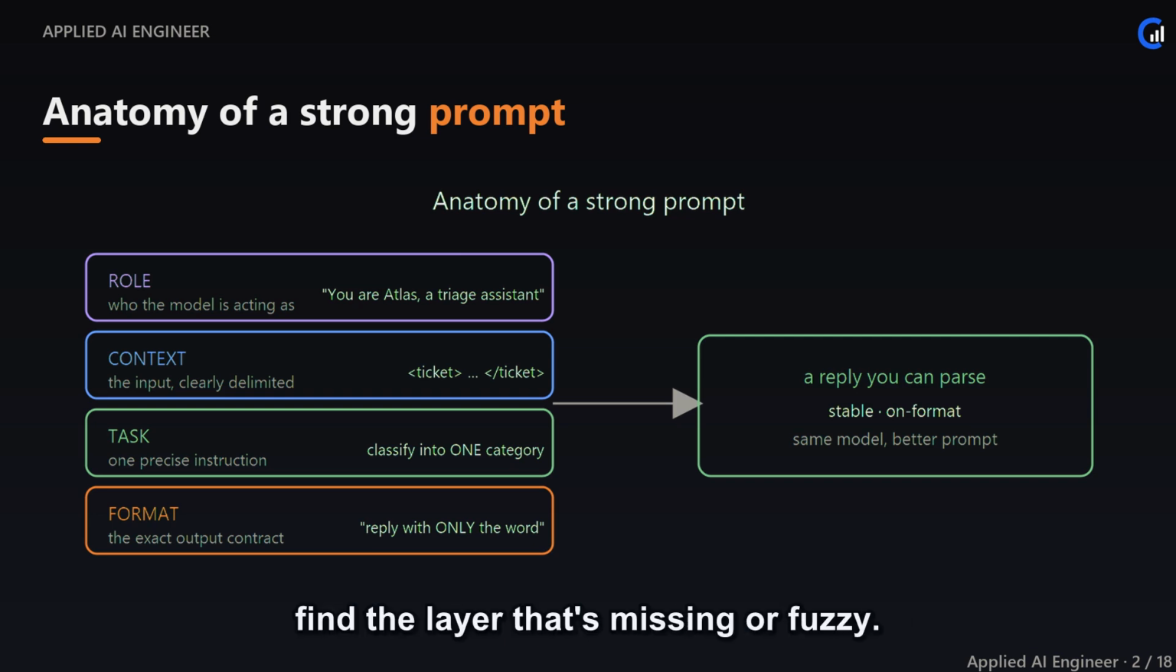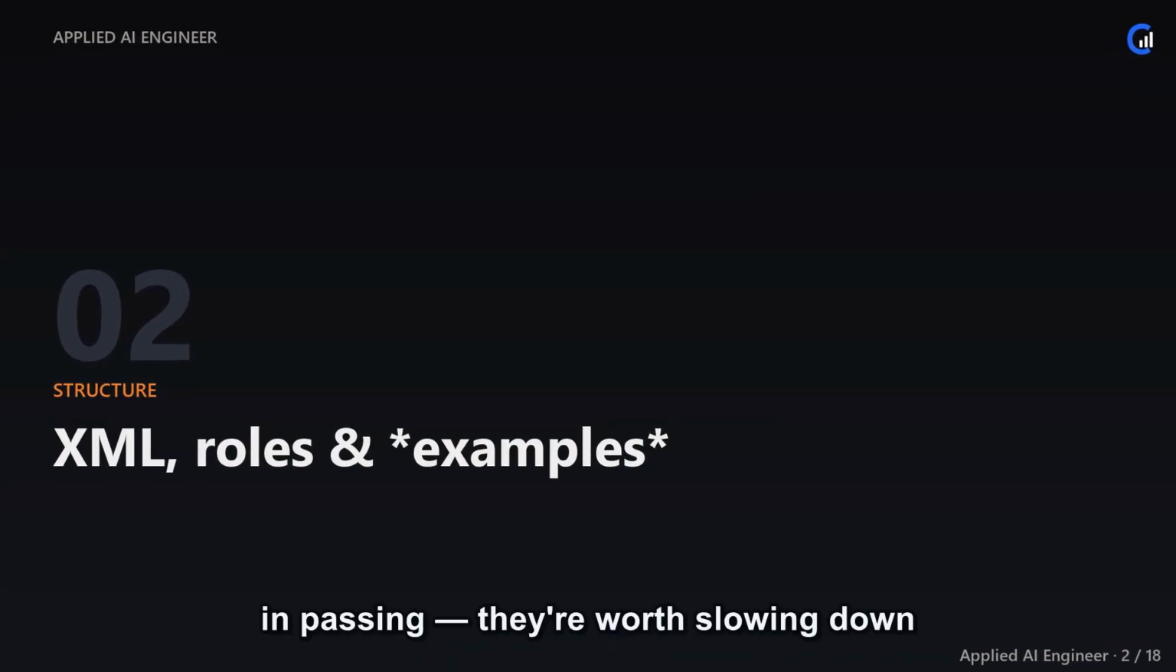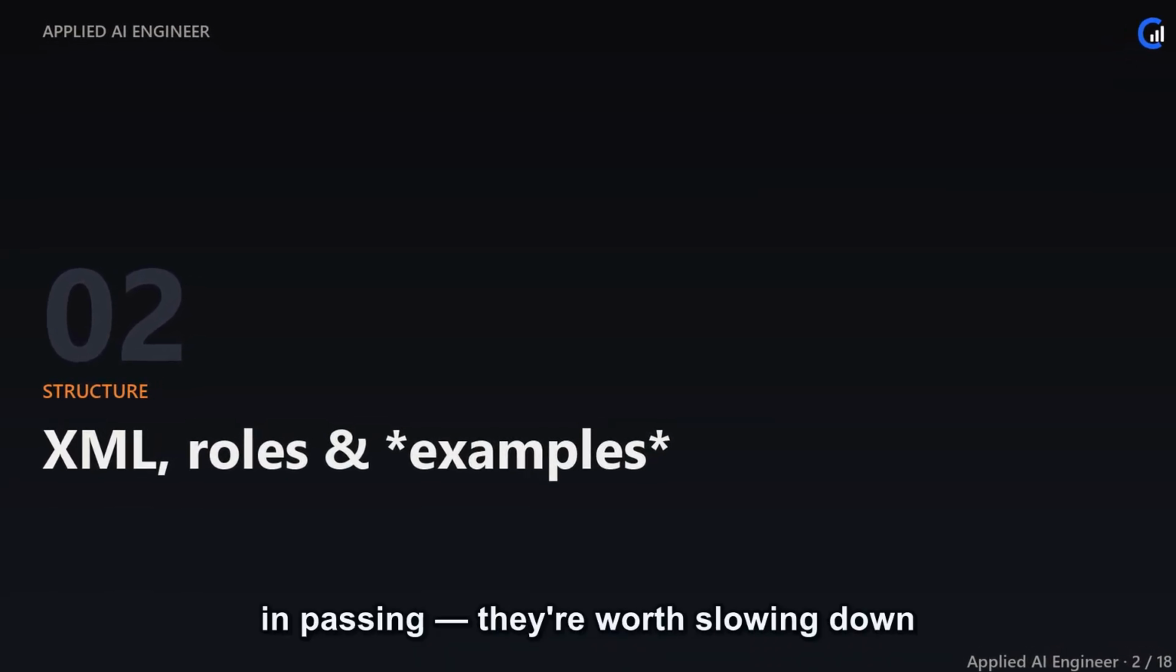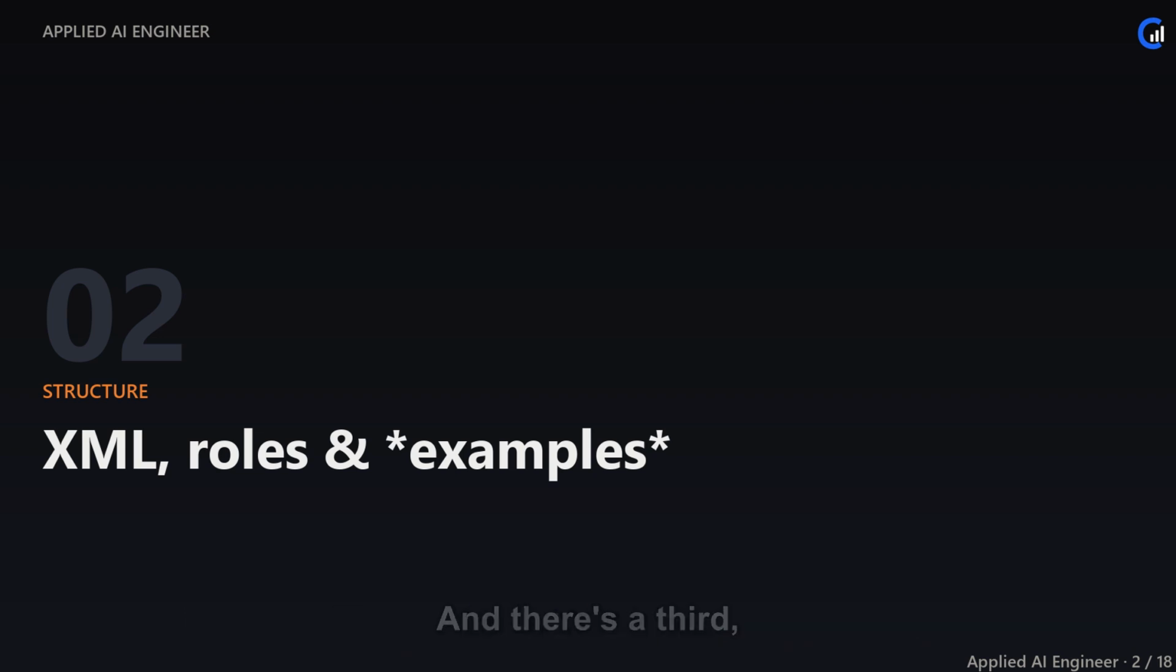We used XML tags and a role in passing. They're worth slowing down on because they're the 2 highest return structuring tools you have. And there's a third, even stronger one when you can't fully describe the format in words, showing examples. Let's take them in turn.